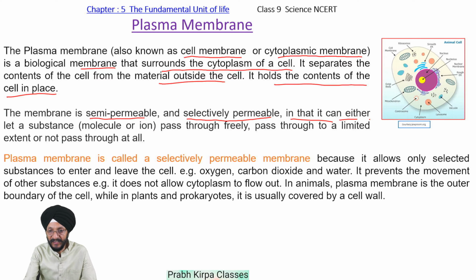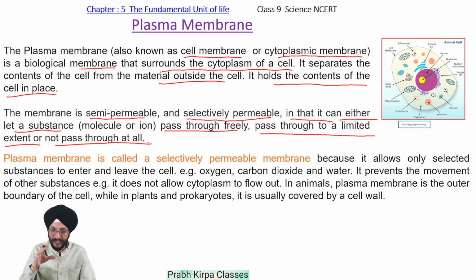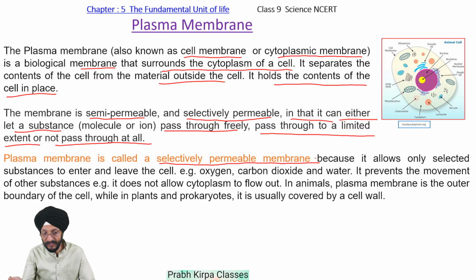In that it can either let a substance pass through freely, pass through to a limited extent, or may not allow a substance to pass through at all. It is its prerogative on the basis of the nature of the substance. Plasma membrane is called a selectively permeable membrane. Why is it called so?